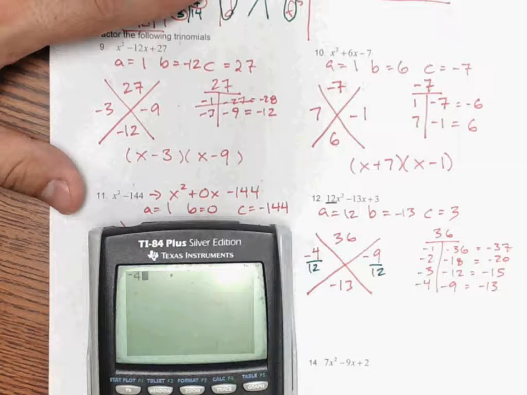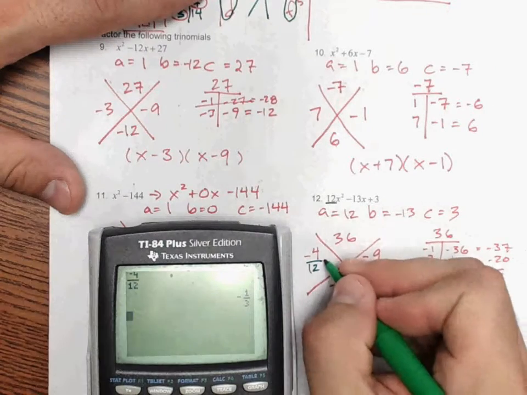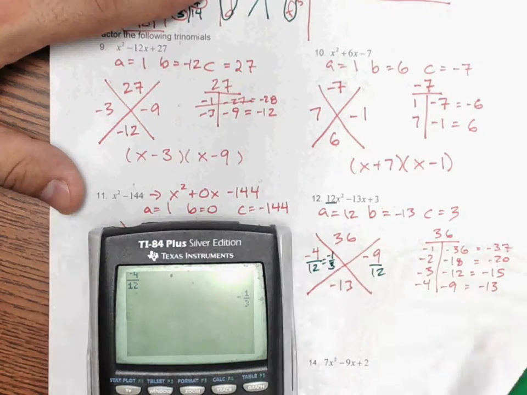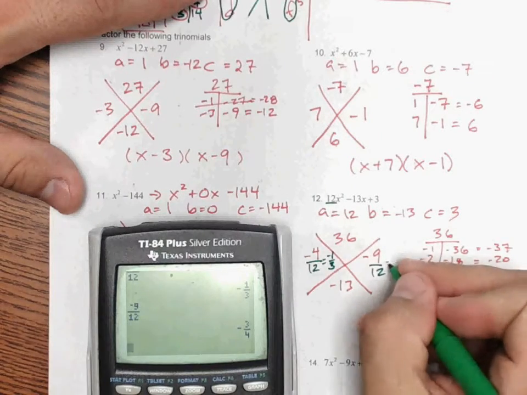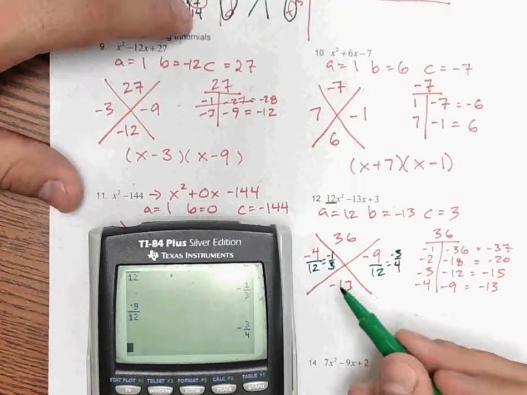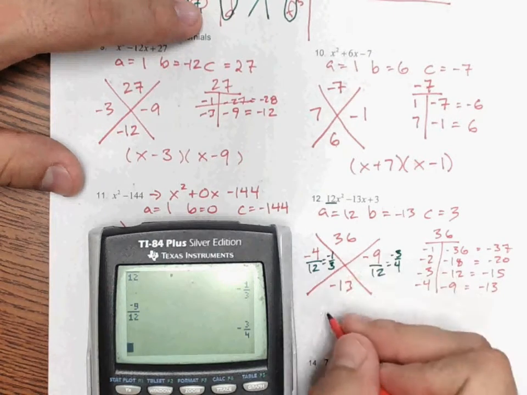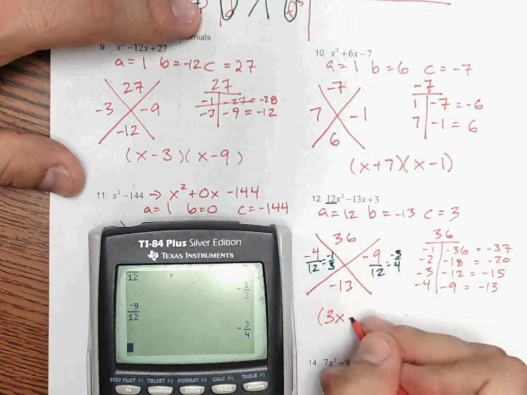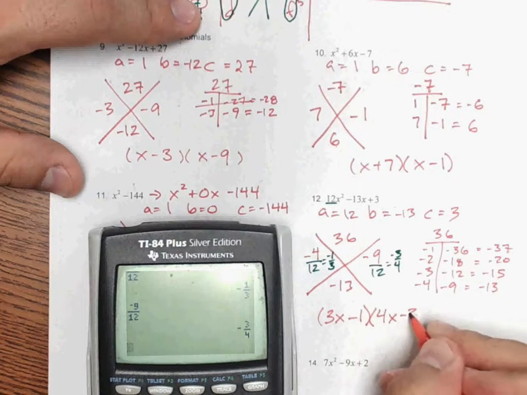So negative 4, let's do it as a fraction. Negative 4 divided by 12, and the calculator will fix it for me. So it makes it negative 1 over 3. Let's do the same thing for this guy. Negative 9 over 12. It'll reduce it to negative 3 over 4. So we're going to go bottoms up, which means that the 3 goes up, goes with the x, and the minus 1 goes after. And then over here, bottoms up, 4x minus 3.